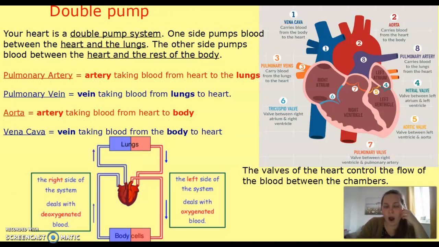Now, your heart is a pump, but it is a double pump system. We talked last week about your heart pumping blood to the rest of your body, which is true. But the thing that we didn't specifically talk about was the lungs, and the lungs are really important. So the heart is a double pump system, and one side pumps the blood between the heart and the lungs, and the other side pumps the blood between the heart and the rest of the body.